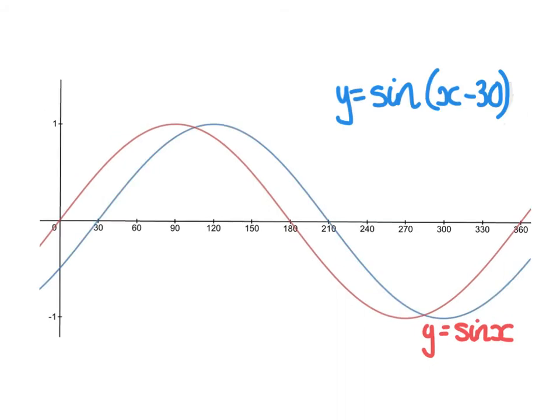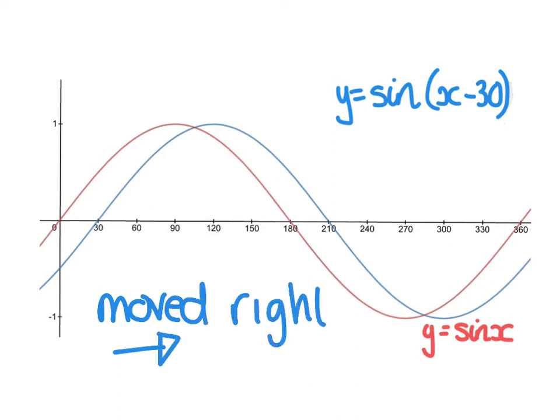So on top of the basic sine graph, I have drawn in this blue one using the Desmos calculator. In class, obviously, I would be doing this and you'd be able to see it happening live. But here, we have y equals sin(x minus 30) in the bracket. Now, what I want you to do is look at the red graph, compare it to the blue graph, and see what's happened. I'm sure you can all see that it's definitely moved right. Yeah? It's moved that way, so it's moved right. How much has it moved?